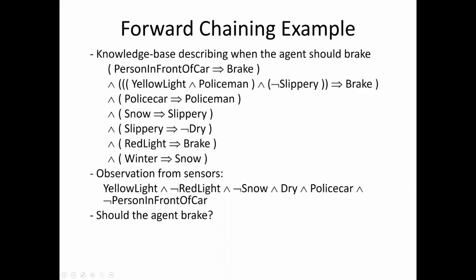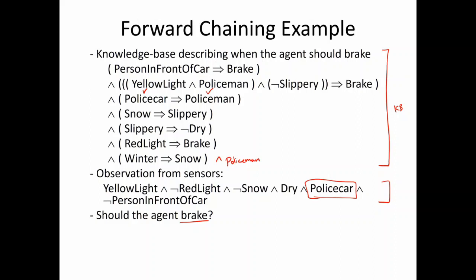So let's consider this example. We have a knowledge base and some additional observations. And then the question is, should the agent brake? Then we can start using our observations as premises of the rules in our knowledge base. So for example, let's see. We know police car is there. So then we can also infer that there's policemen. So we've just added a new piece of knowledge to our knowledge base.